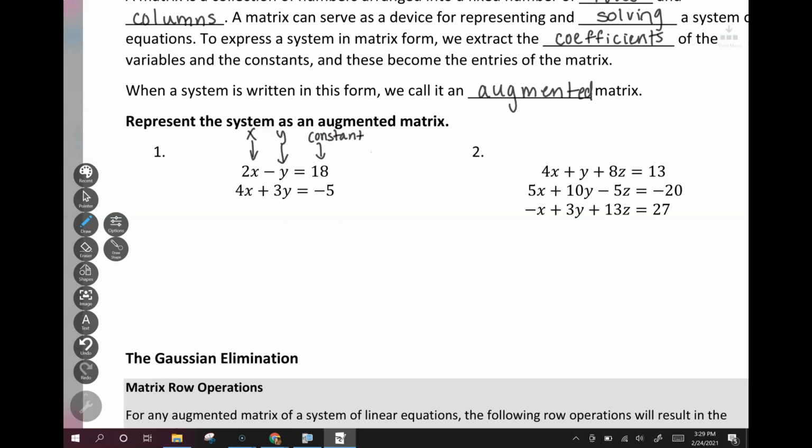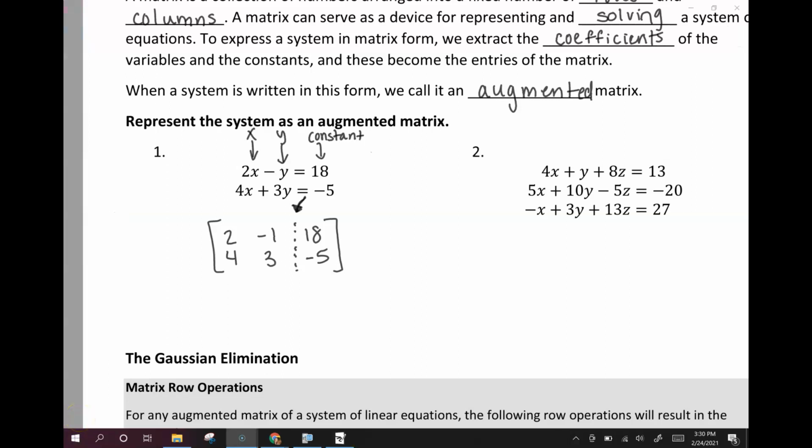Okay, and then from there, you're just going to get the coefficients. 2, -1, 18. 4, 3, -5. And some people like to draw a dashed line here just to remind them that there was an equal sign there. But you don't have to. That's an augmented matrix. Let's do it again on number 2.